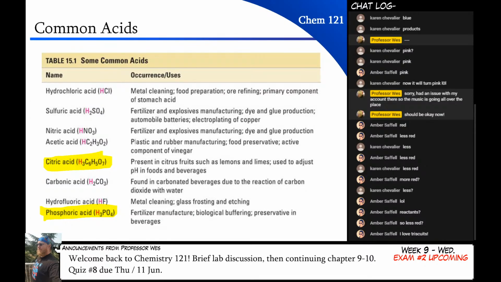The other one that's in beverages is this one. This is carbonated water. Carbonic acid is the combination of water and CO2. When you put CO2 into water, you make carbonic acid, which is a very weak acid. So if you drink just straight seltzer water or club soda, it has a kick to it, and that kick is the acidity.